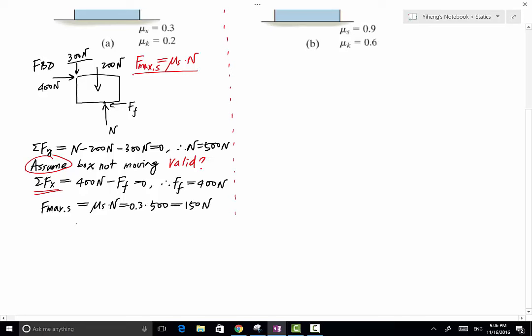Therefore, we realize that the calculated 400 Newton is bigger than the maximum static friction, which is 150 Newton. So what does that tell us? It tells us that the answer to this question, is the assumption valid? The answer is no. The assumption is not valid. Therefore, this is an incorrect assumption. Therefore, the opposite is true: the box is moving. It's actually sliding.